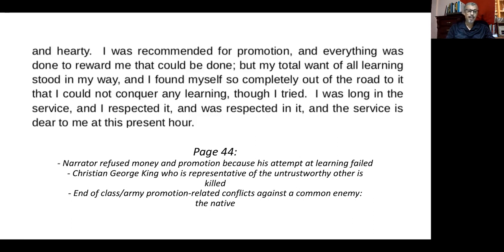But in the end, the narrator refused money and promotion because his attempt at learning failed. Christian George King, who is a representative of the untrustworthy other, is killed. So here, killing him is very significant, because that was one of the things that Charles Dickens said, that he wanted to join the army and become a commissioner, an officer, and go kill those Indians. All right. Next, end of class army promotion related conflicts against a common enemy, who is the native.